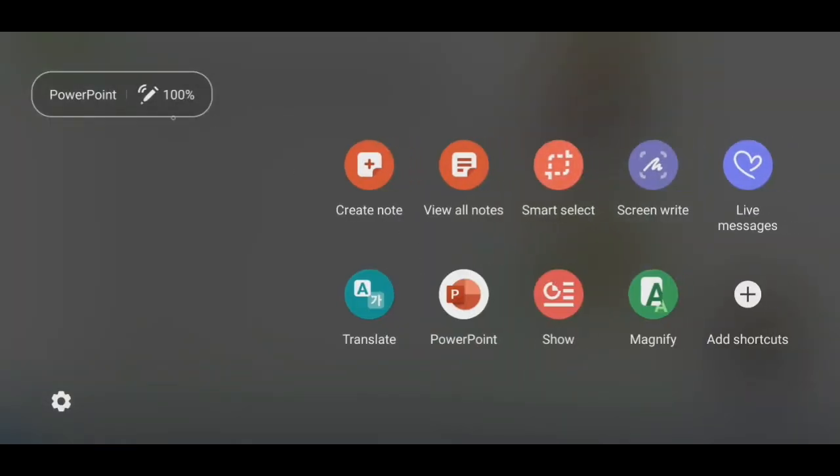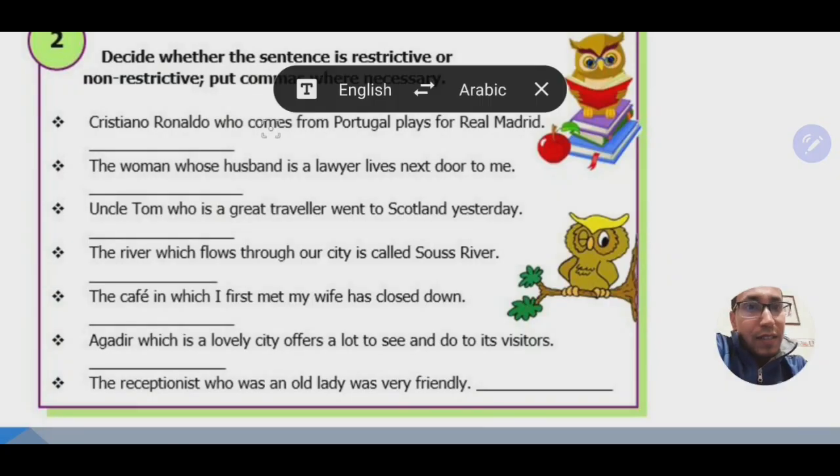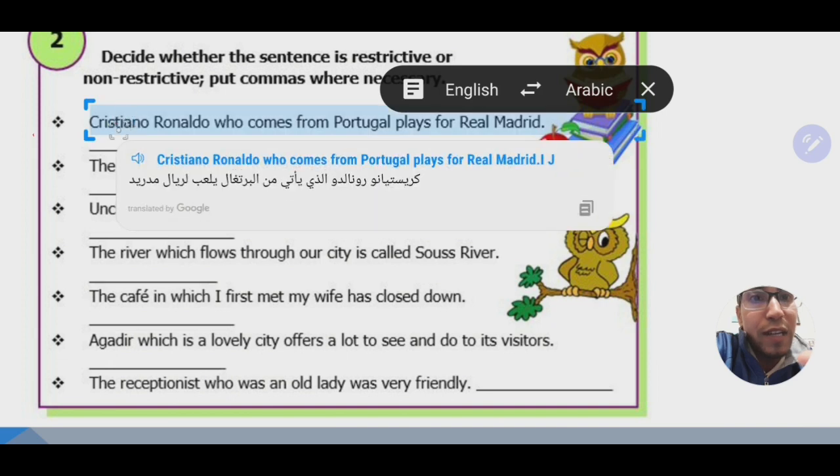Let's see if we can do a translation here. So look at this. Cristiano Ronaldo, who comes from Portugal, plays for Madrid. Cristiano Ronaldo, who comes from Portugal, plays for Real Madrid.